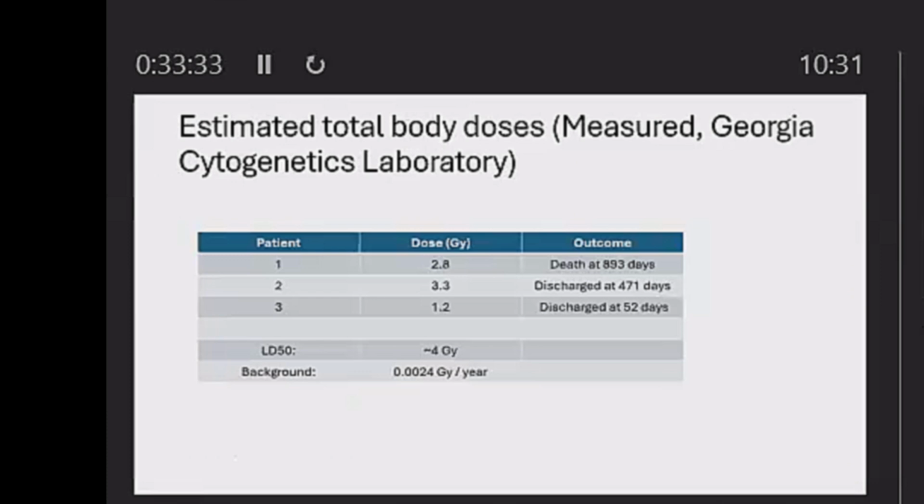Okay, here are the doses that they got. This is the IAEA model that they did. Patient 1 got 2.8 grays, death at 893 days. Patient 2 got a little bit more of the dose, but he lived. Remember, radiation is stochastic, probabilistic. Some people are stronger than others. It also depends on exactly where the source was positioned.